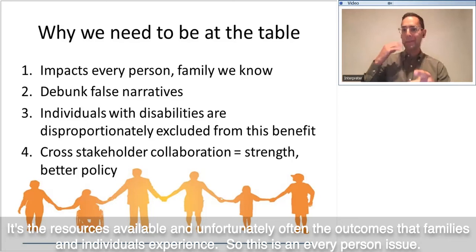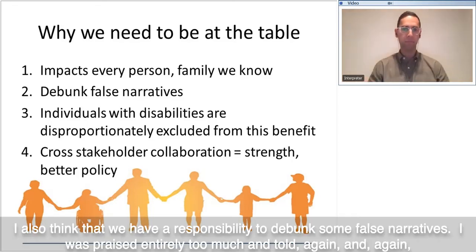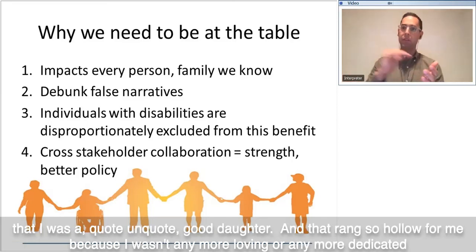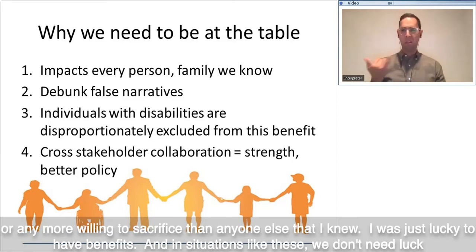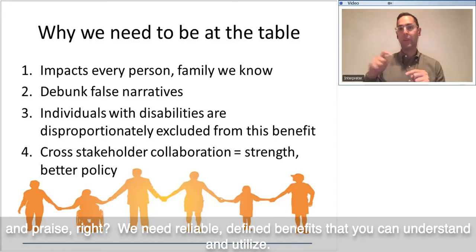So this is an every person issue. I also think that we have a responsibility to debunk some false narratives. You know, I was praised entirely too much and told again and again that I was a quote unquote good daughter. And that rang so hollow for me because I wasn't any more loving or any more dedicated or any more willing to sacrifice than anyone else that I knew. I was just lucky to have benefits. And in situations like these, we don't need luck and praise, right? We need reliable, defined benefits that you can understand and utilize.